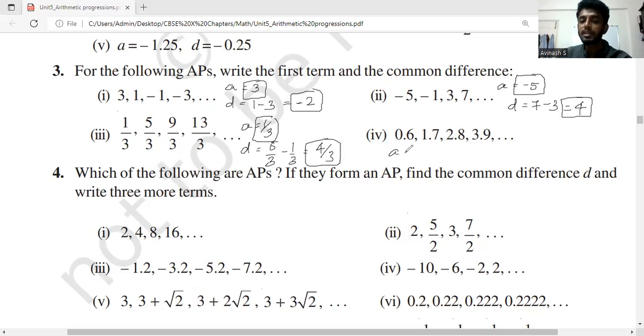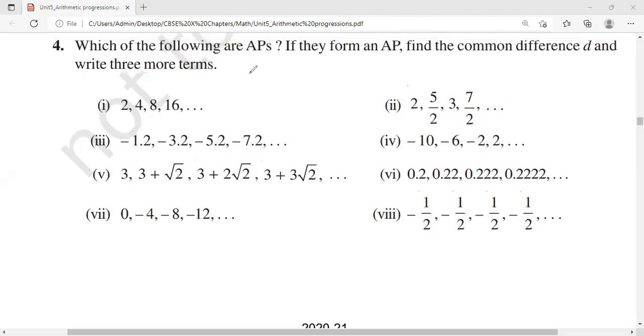And for the fourth subdivision, the first term is 0.6. The common difference is any two terms, 1.7 minus 0.6 or 3.9 minus 2.8, whatever it is. So you'll be getting 1.1. So these are the answers for the third question.